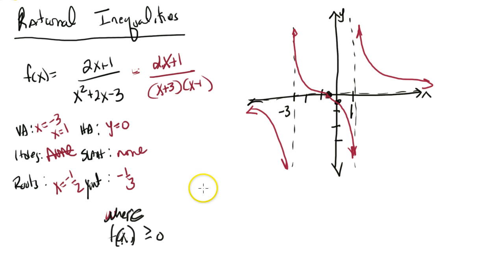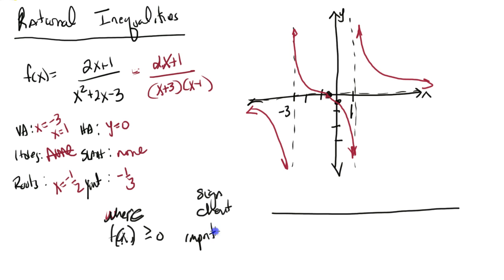Well, what we've done in the past is make a sign chart. When we've done sign charts, what we really cared about was the roots. Now you need all the important numbers, which are roots and verticals. So those are the numbers I need for my problems: roots and verticals.